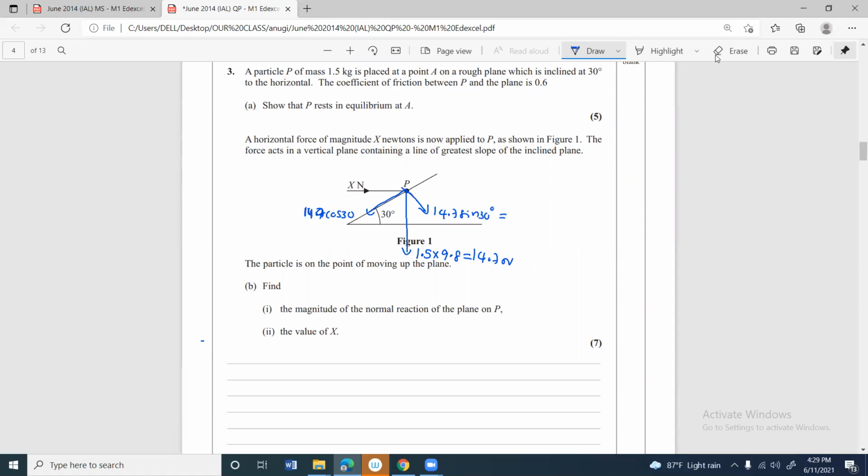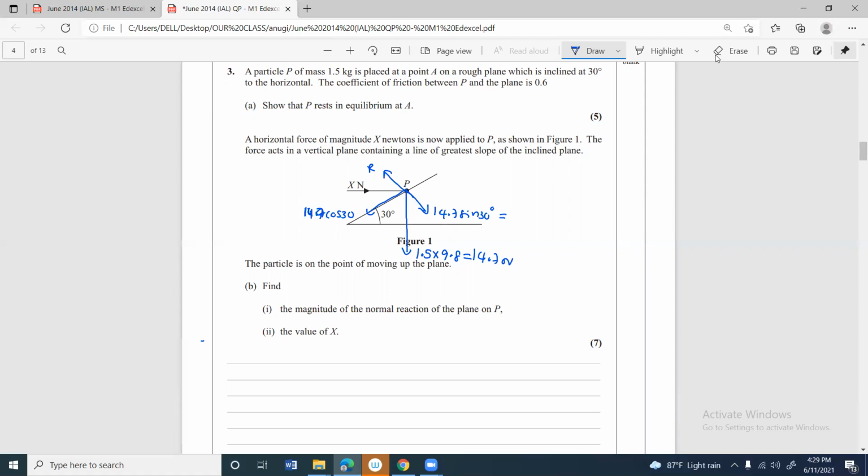And the reaction comes to this side. Usually the reaction may involve friction only if the surface is rough. Other than that, it won't make an impact on this one. The coefficient of friction between P and the plane is 0.6, show that P rests in equilibrium.